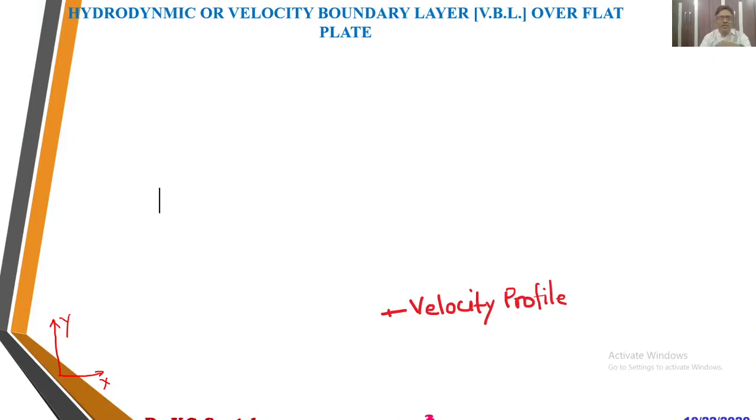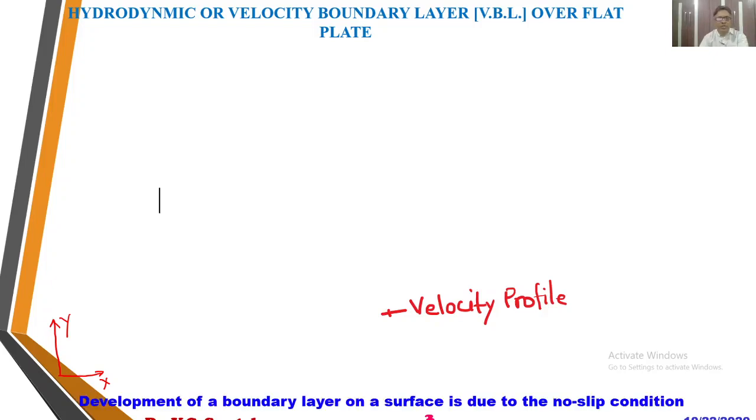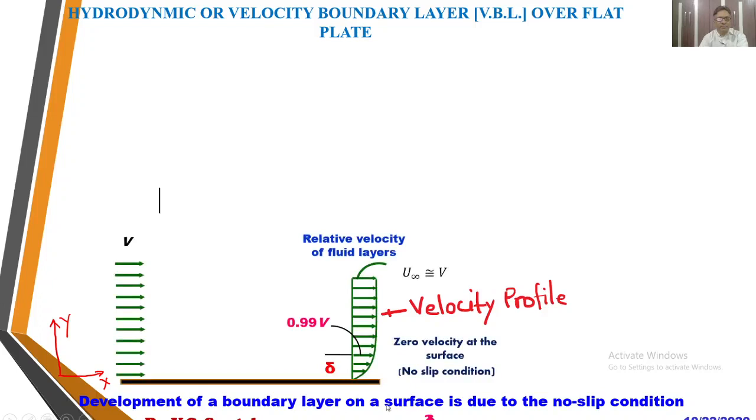So let us start our discussion with the hydrodynamic or velocity boundary layer development over a flat plate. In short, I will call it a VBL. Development of a boundary layer on a surface of a flat plate due to the no slip condition. Let us consider a flat plate of some finite length L. Let us consider a parallel flow of a fluid over this flat surface.